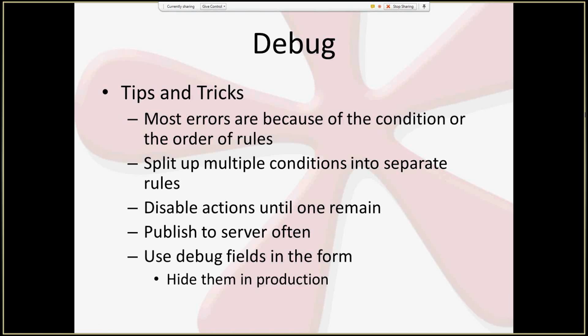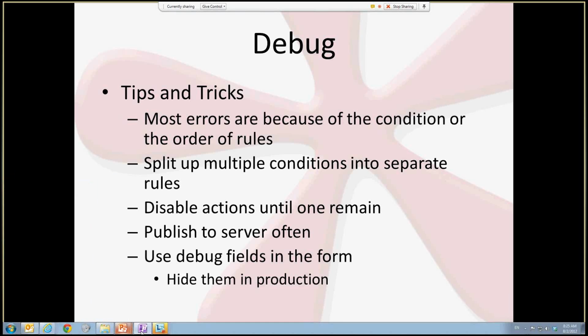If you do get into the case where your condition is the one that's causing the problem, what I suggest is split up the conditions into separate rules. Now that you have copy and paste, it's very easy to do that. You don't have to go and redo all of the rules from scratch. You can copy them into separate conditions, and then you can now disable all of the actions until one remains.